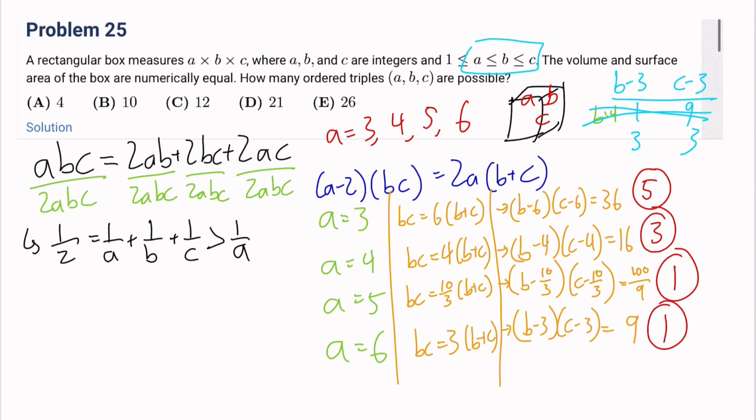So the question was how many ordered triples are possible. We have 5, 3, 1, 1, and if we add them together, the answer is 10. It's B. So that was it for AMC 10B from the year 2015.